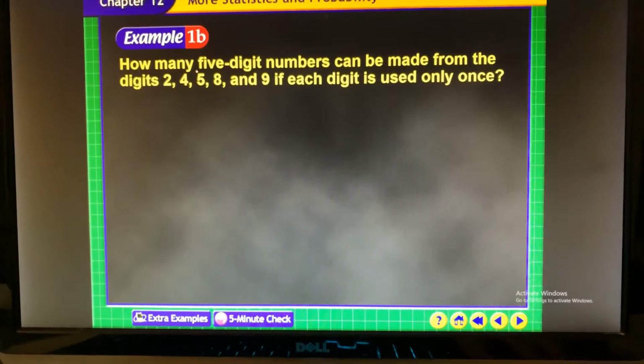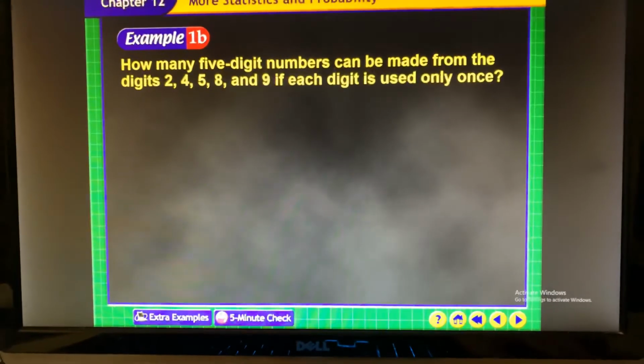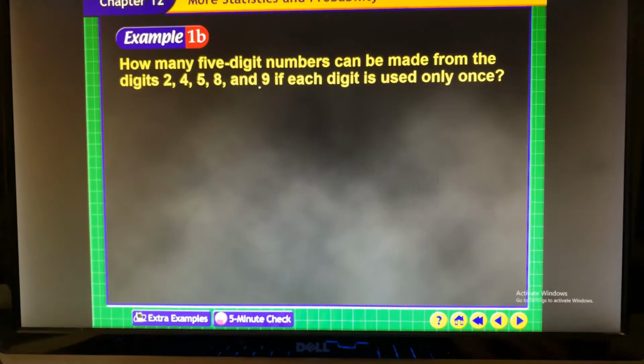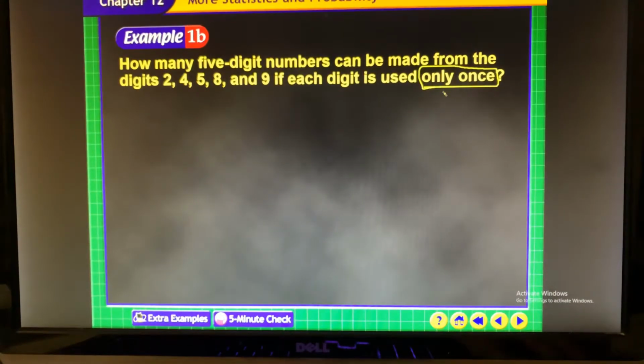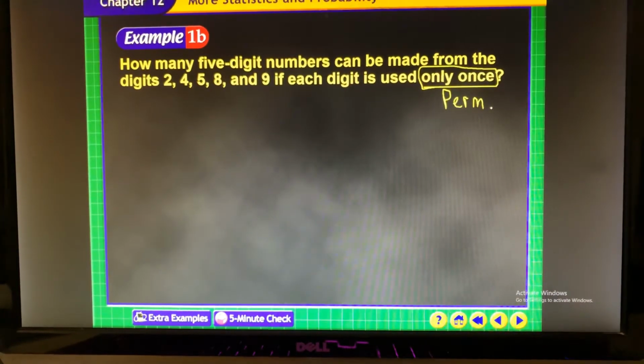All right. How many different 5-digit numbers can be made from the digits 2, 4, 5, 8, and 9 if each digit is only used once? This is a key word that tells you it's a permutation and order matters. Because doesn't making a number matter how you arrange the numbers? Because if I started off with 9, my number is going to be bigger than if I started my number off with 2. So the way in which I arrange numbers always matters. And if the arrangement matters, it's a permutation.